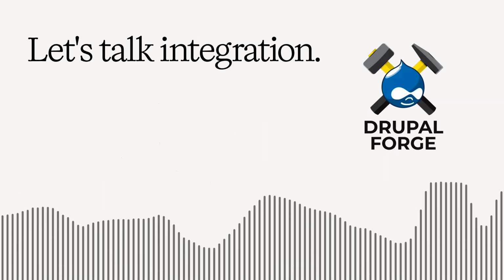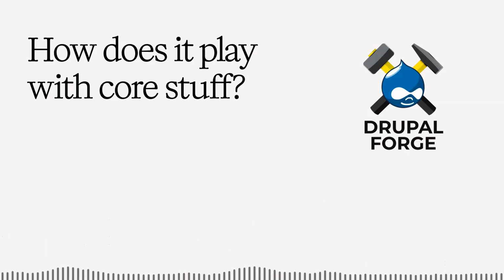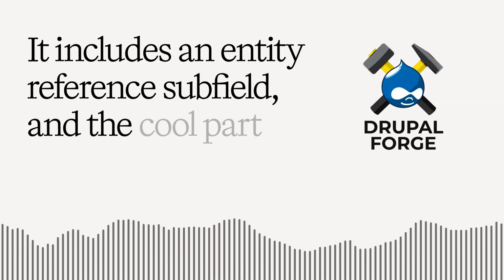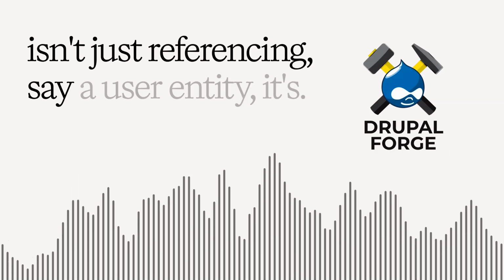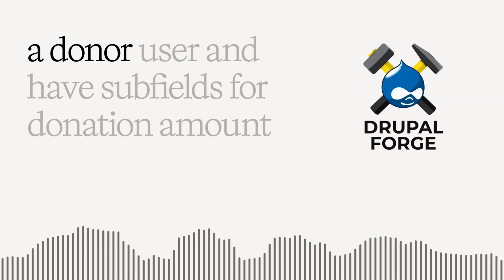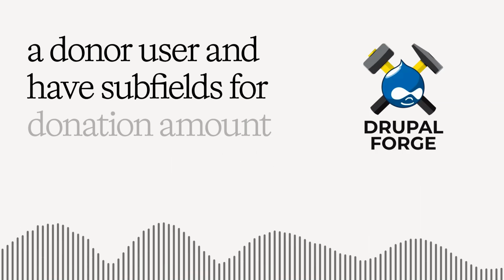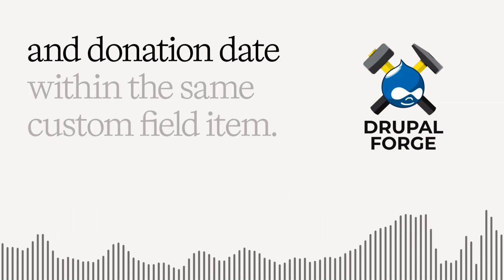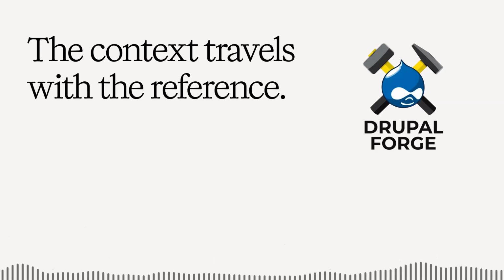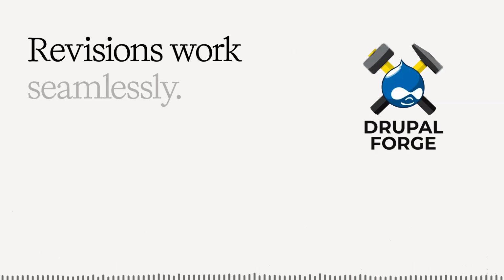Okay, let's talk integration. How does it play with core stuff? Entity references. Yep. It includes an entity reference subfield, and the cool part isn't just referencing, say, a user entity, it's adding context right there. You could reference a donor user and have subfields for donation amount and donation date within the same custom field item. The context travels with the reference. That's powerful. Revisions. Works seamlessly.